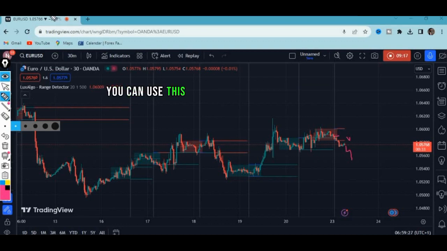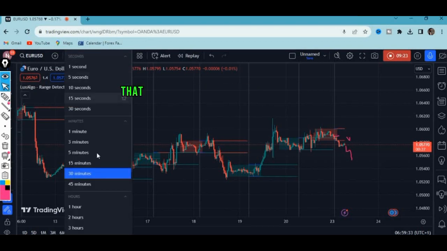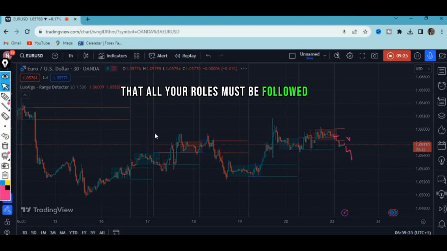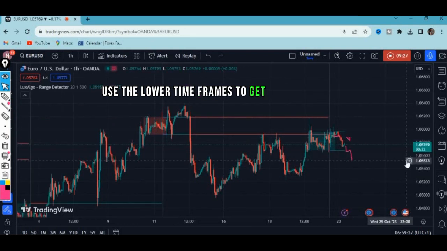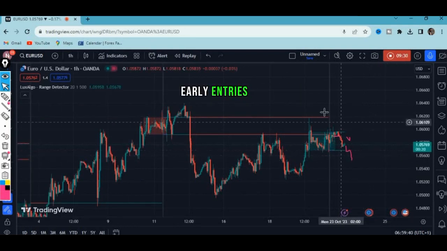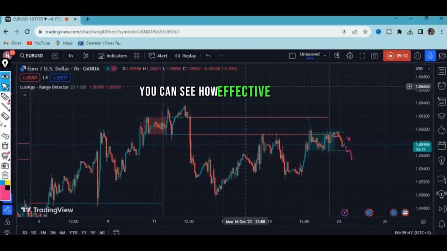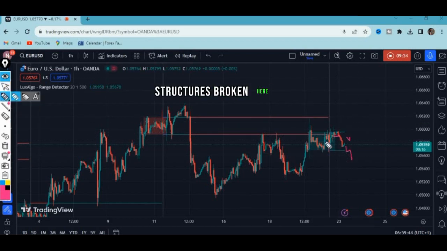But guys, you can also use this on higher time frames like 1 hour to know whether there is a range detected, but all your rules must be followed. Use the lower time frames to get early entries. Okay, so guys, you can see how effective it is. Structure is broken here on the 1 hour, and it really proceeds to the downside. So guys, use it this way, and I know it is going to help you in one way or the other.